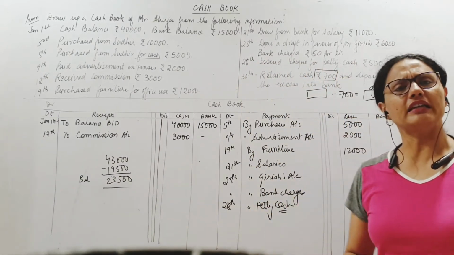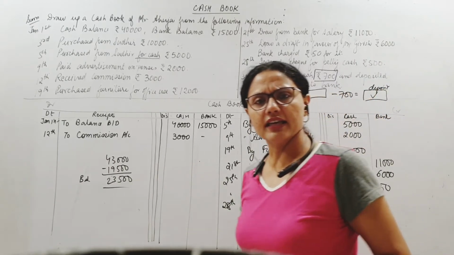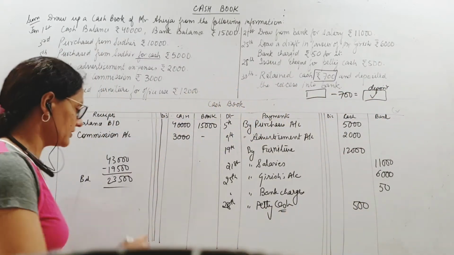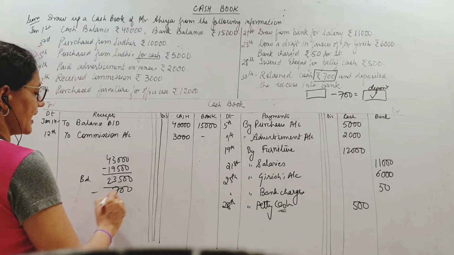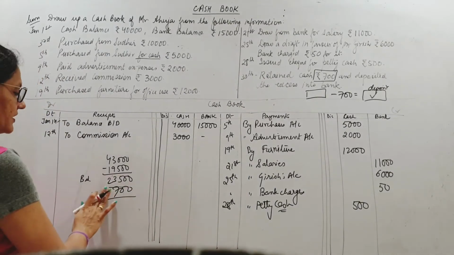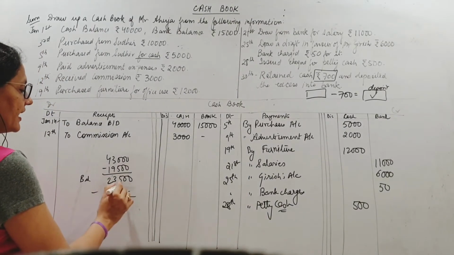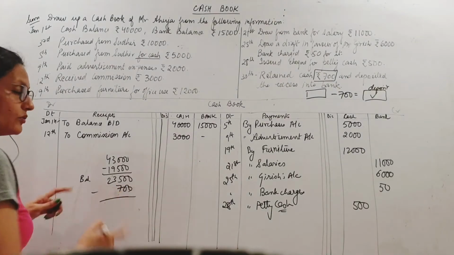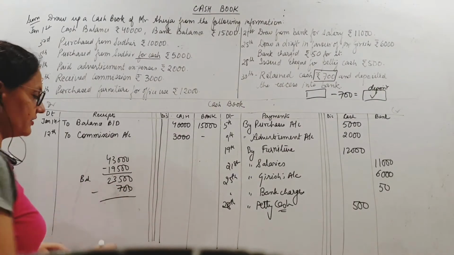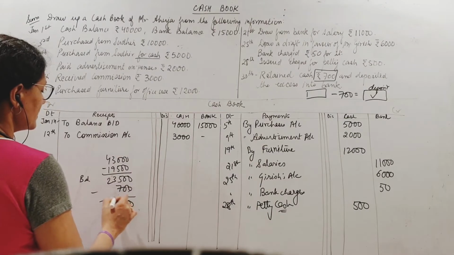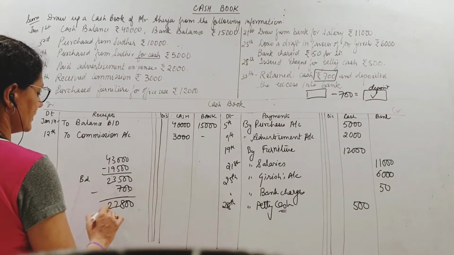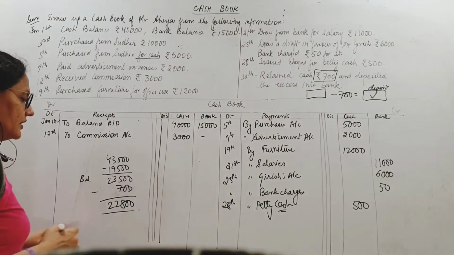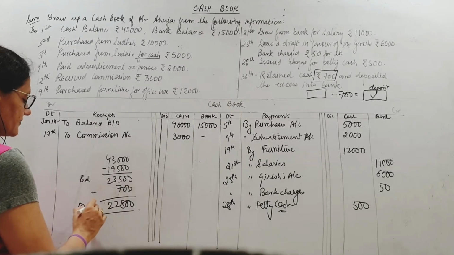कितना है हमारे पास? 23,500. करना क्या है? इसमें से 700 रख लेना है अपने पास. So we will subtract 700 from this because this is what I have to keep in hand out of 23,500. Correct? So it is 22,800. 22,800 is excess.